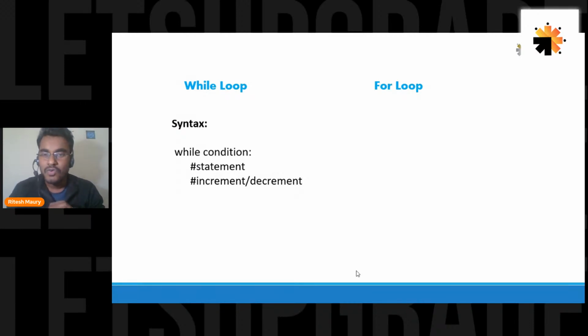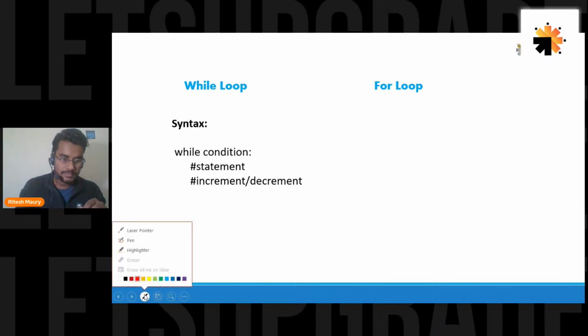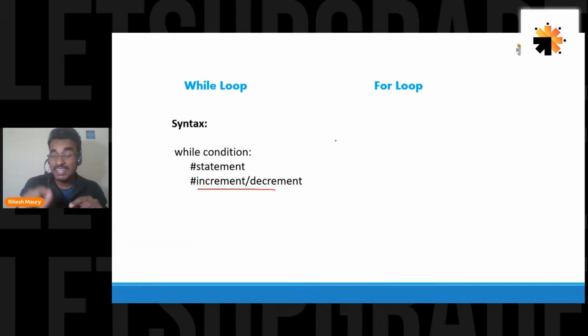For loop. While loop first gives the condition and then starts the statement, and it's important to write increment and decrement. If you do not increment or decrement, then it will enter an infinite loop. It's very important, increment and decrement. Yesterday I also gave one assignment. I've already shared the solution. You can recheck whether you did it properly or not.